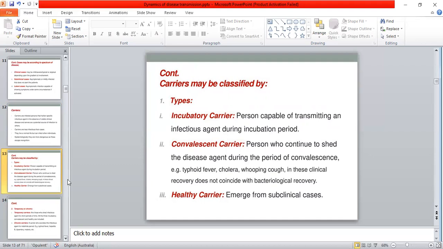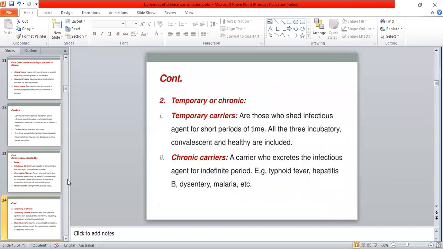For example, typhoid fever, cholera, whooping cough. In these, clinical recovery does not coincide with bacteriological recovery. The patient becomes symptomatically well, but he continues to shed bacteria through different portals. Healthy carriers. Healthy carriers emerge from subclinical cases. That is, subclinical cases become healthy carriers.